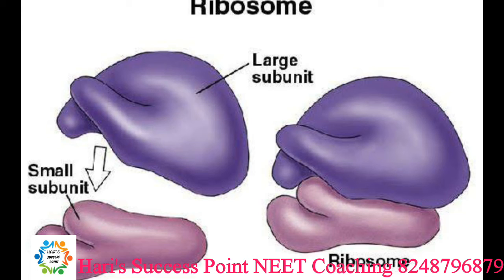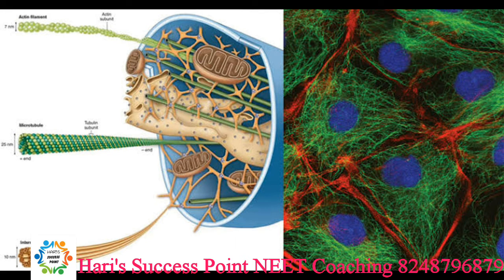Then we will see the next cell organelle, that is the cytoskeleton. It is an organized network of protein filaments found in all eukaryotic cells. The cytoskeleton is altogether absent in prokaryotic cells. Cytoskeleton is formed of fibrous elements and proteins. Cytoskeleton provides mechanical support, shape and mobility to the cell.